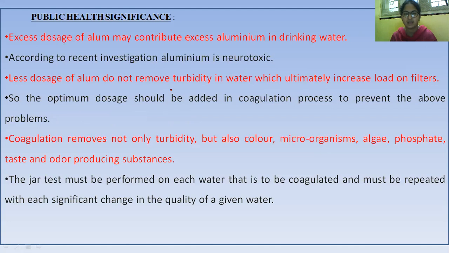Now, public health significance. Excess dose of coagulant may contribute excess aluminum in drinking water. According to recent investigations, aluminum is neurotoxic. Lower doses of alum do not remove turbidity in water, which ultimately increases the load on filters.